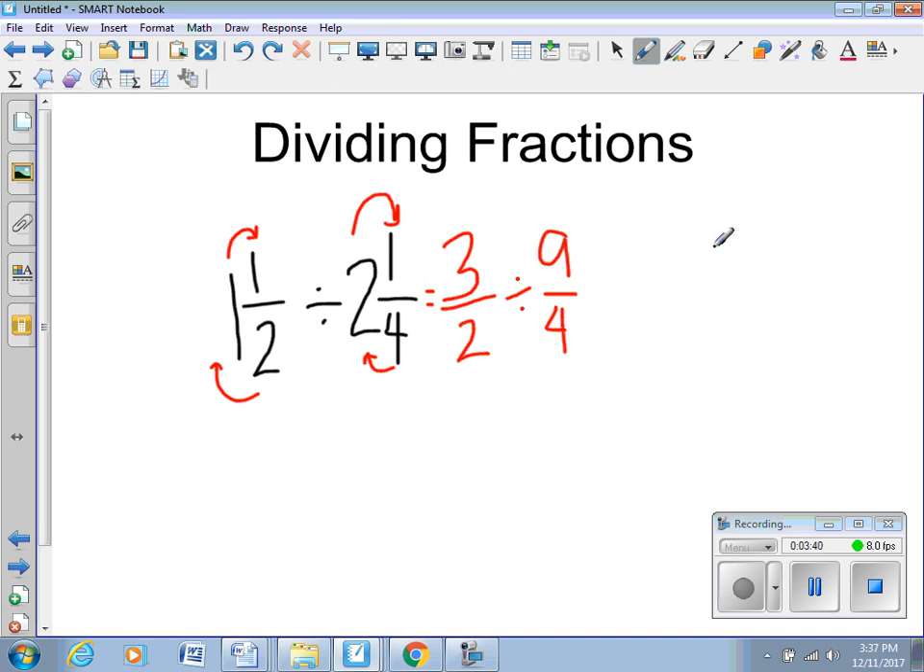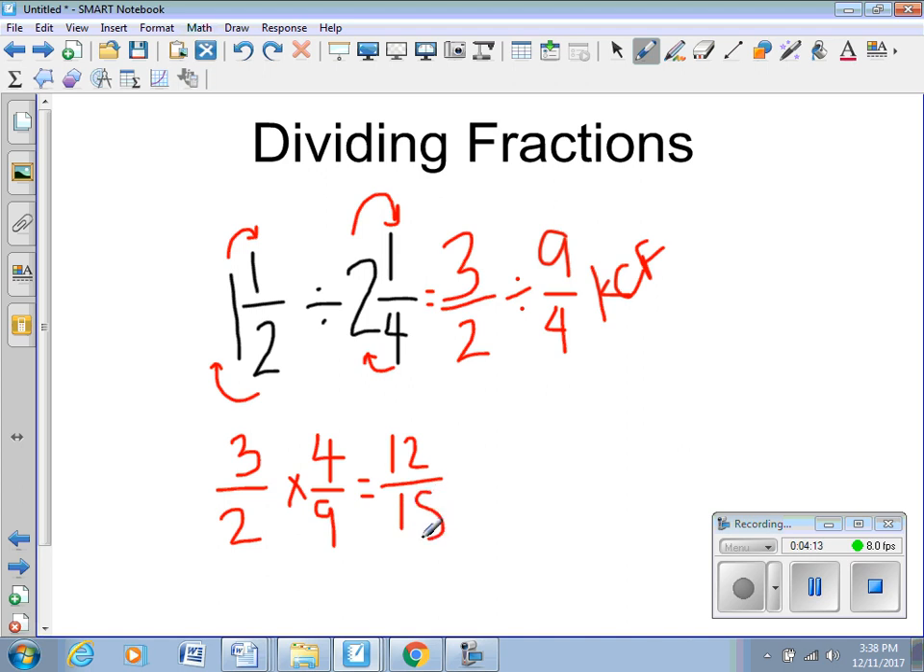And then we have to KCF. So we have to keep our first fraction, change division to multiplication, and then flip the second fraction. So we're keeping 3 halves, changing division to multiplication, and instead of 9 fourths, I'm going to flip it to 4 ninths. Now I've done this, and I can multiply straight across. 3 times 4 is 12. 2 times 9 is 18.